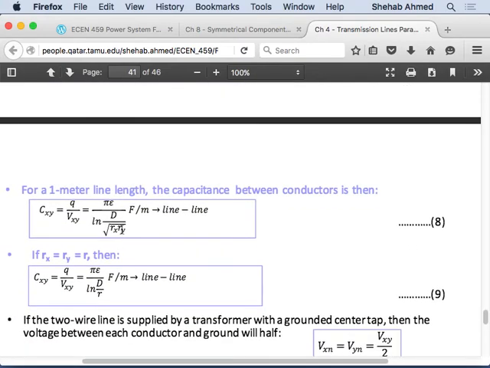And then they simplify that here further to both r's are the same, so you end up with natural log d over r. So if rx equals ry, then cxy is equal to q over vxy. So okay, everybody's okay with this, calculating the capacitance between the two conductors? How about if I want to calculate the capacitance between one conductor and neutral?